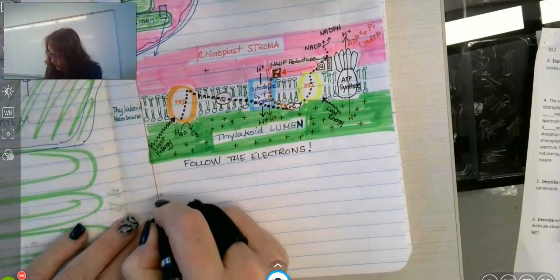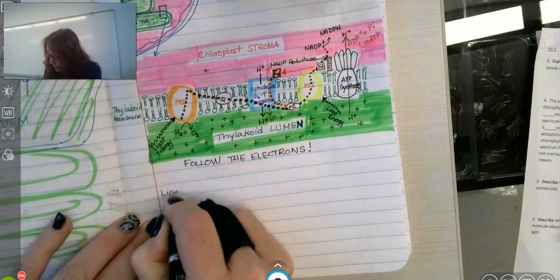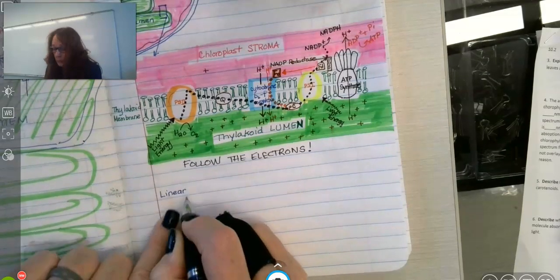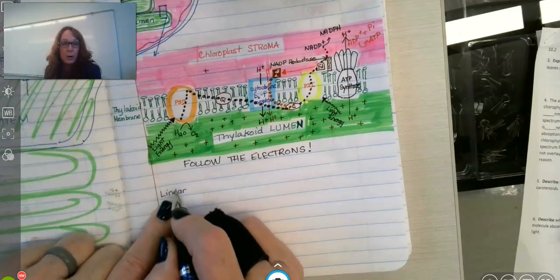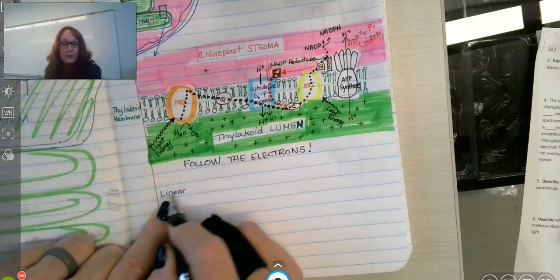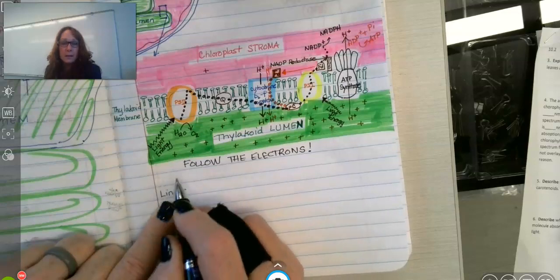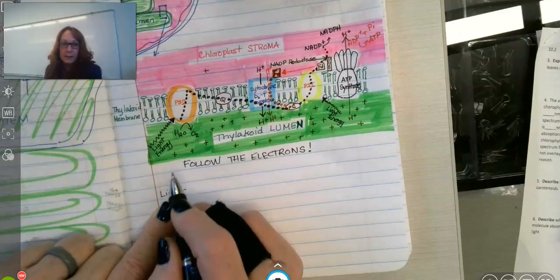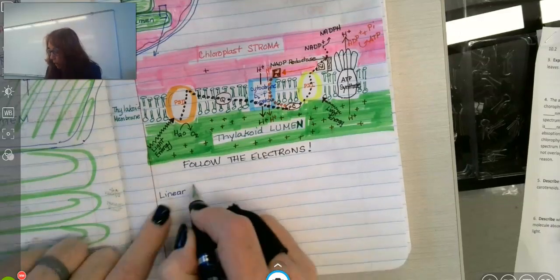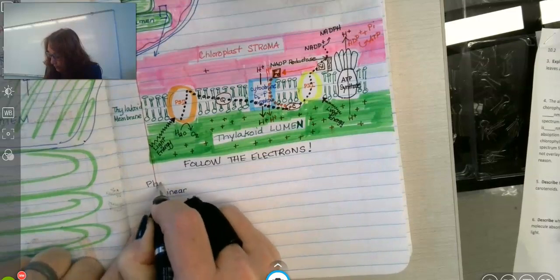So when you're talking about linear. Linear means that you don't revisit any part of the pathway. Everything travels through one time. Like the electron does not revisit and get picked up by any molecule or go through any part of the process more than once.